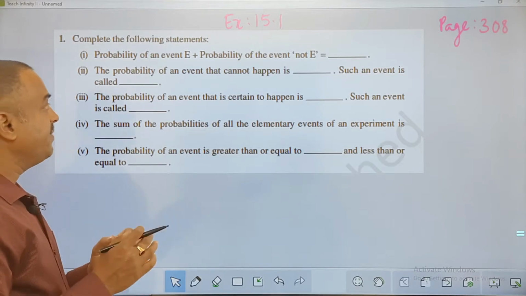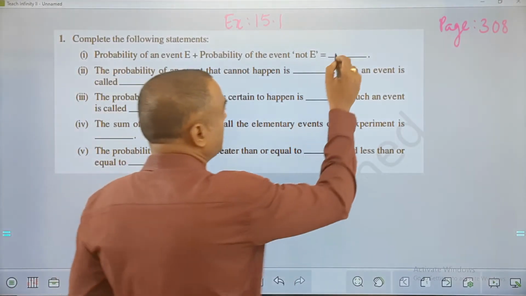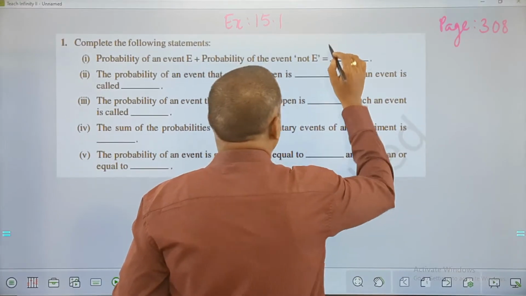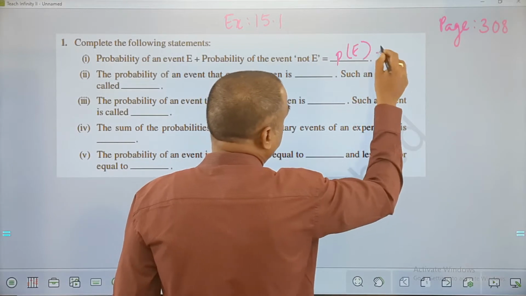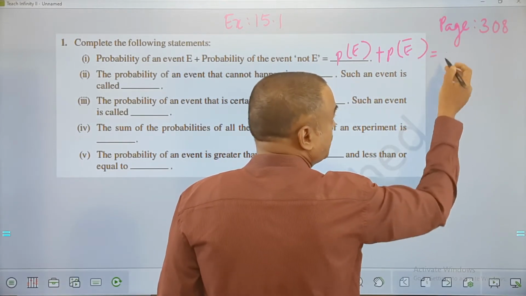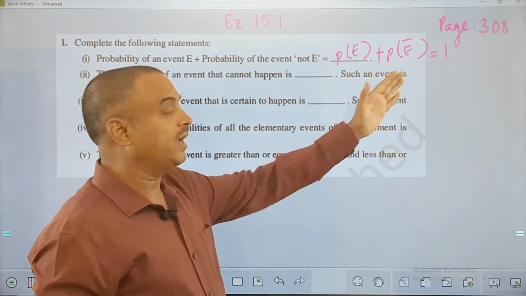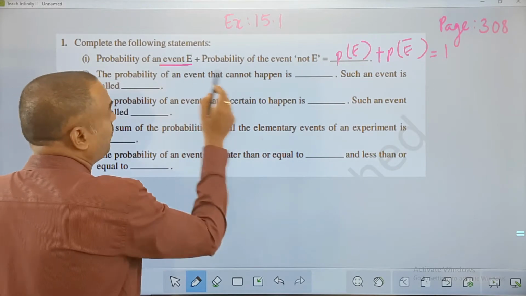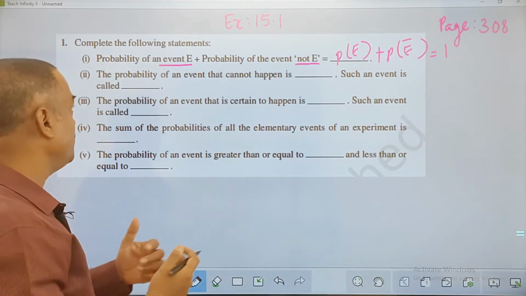Probability of an event E plus probability of an event not E. So this is something like the probability of happening of an event plus the probability of non-happening of an event. How much is it? We know, according to the properties, it is 1. Happening plus non-happening, of an event E, is equal to 1.